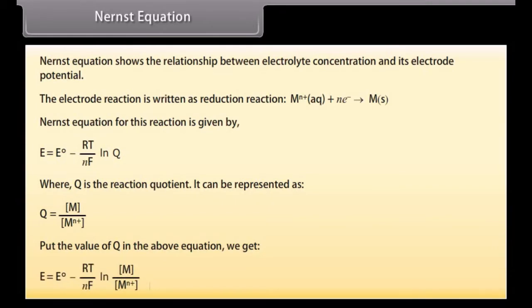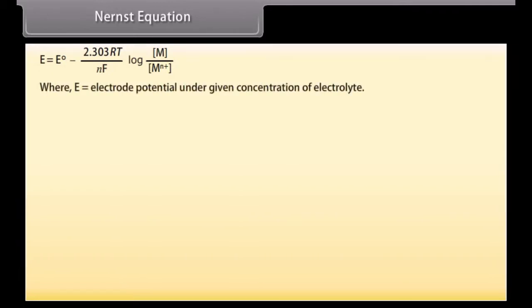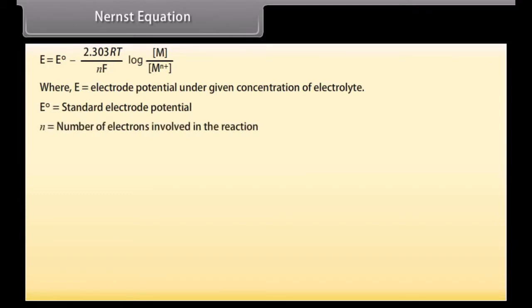We get E is equal to E0 minus 2.303 RT upon nF log M upon M ion, where E is equal to electrode potential under given concentration of electrolyte, E0 is equal to standard electrode potential, and n is equal to number of electrons involved in the reaction, T is equal to temperature on Kelvin scale, F is equal to 1 Faraday, R is equal to gas constant.